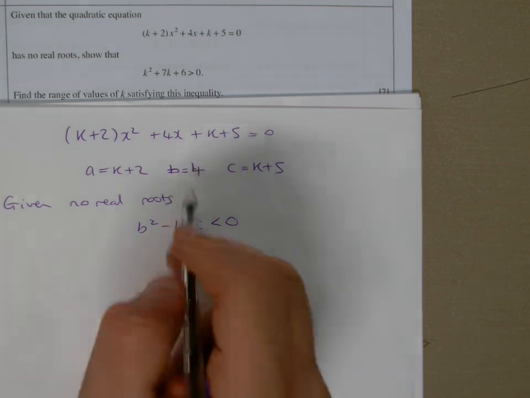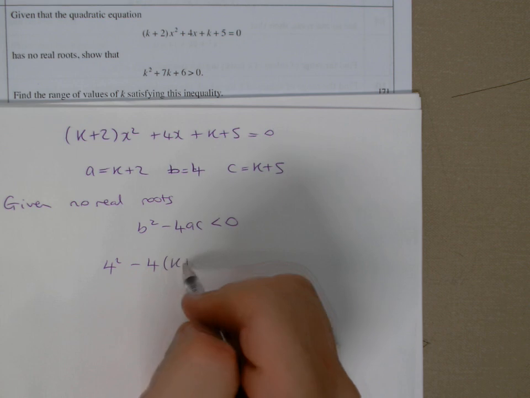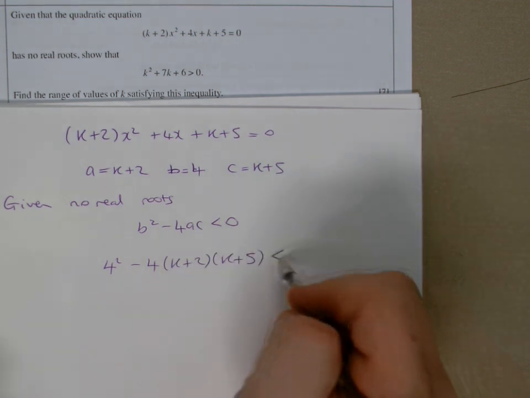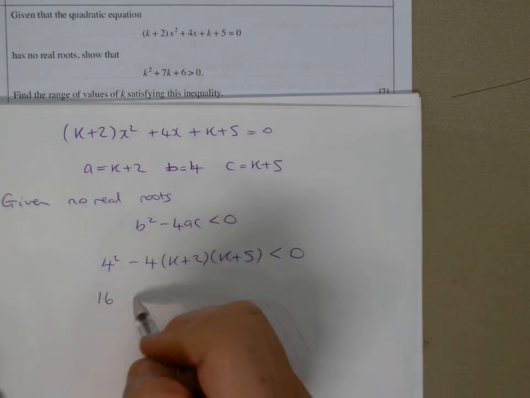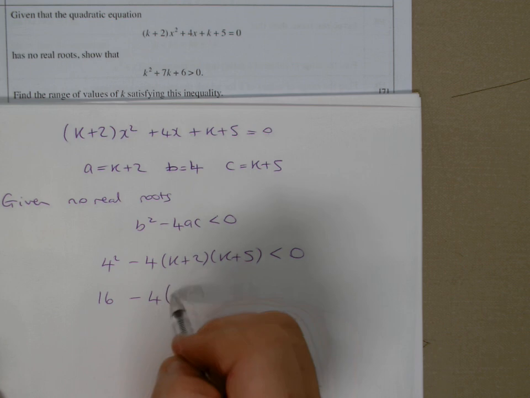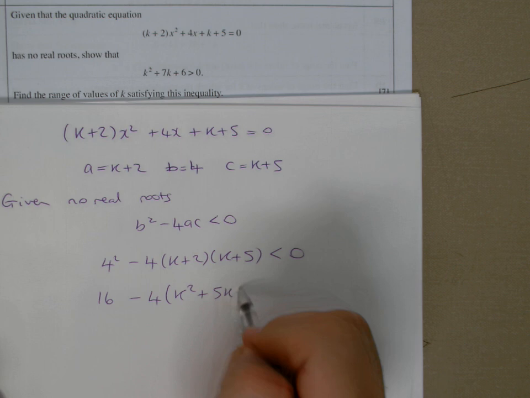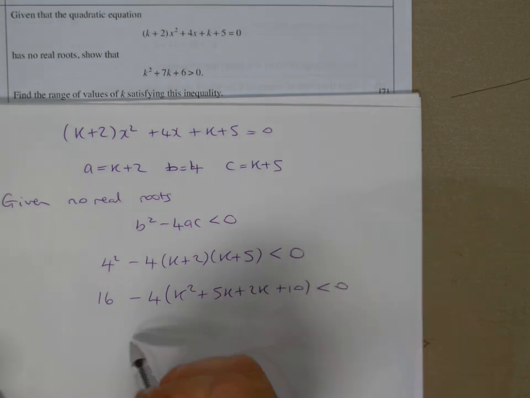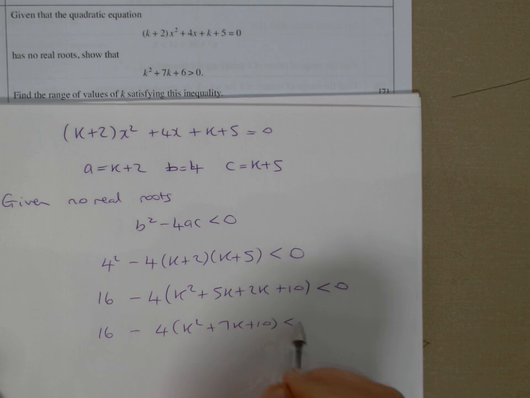So if I substitute in the values, then b is 4, a is k plus 2, c is k plus 5, okay, and that's less than 0 then. So simplifying this, I get 16 here. The bracket then multiplied out, I get k squared plus 5k plus 2k, the outers and inners, plus 10 is less than 0.